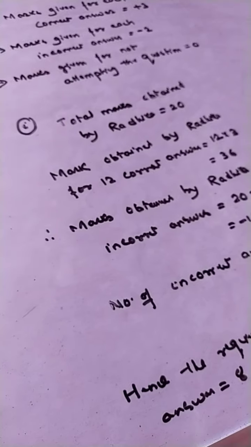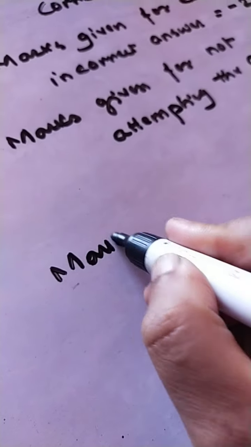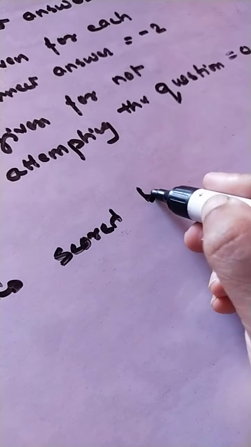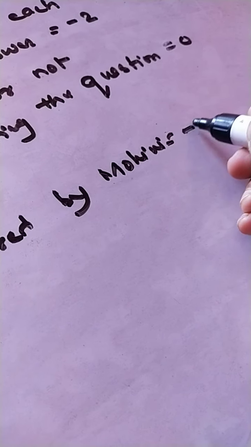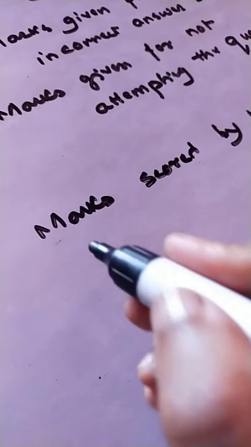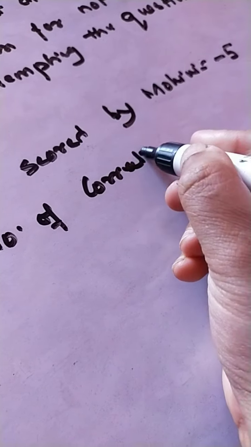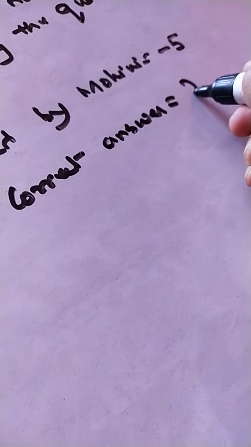Now let's move on to the second part, that is about Mohini. First we'll write all the details that are given. Marks scored by Mohini is -5. So this is what she has scored. The number of correct answers that she has given is 7.